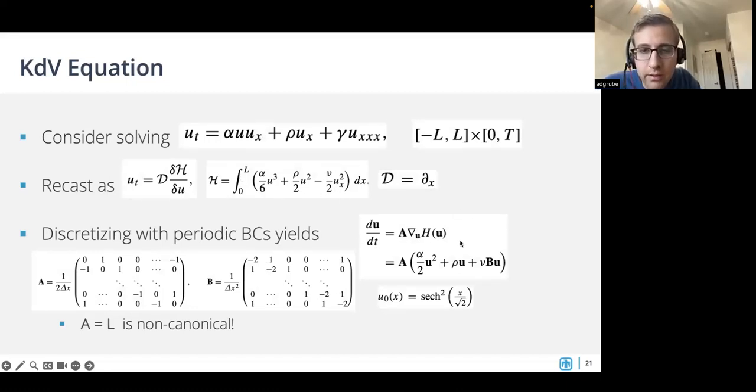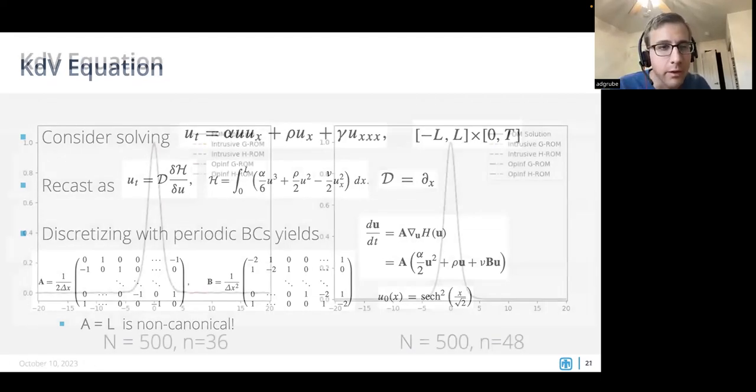And so when you write the full order system, it's going to look like this. Here A is just my forward difference matrix, and B is just my discretization of a Laplacian. And this, I should point out, is a non-canonical system because this guy has constants in his kernel. So there's more than just the zero vector there.